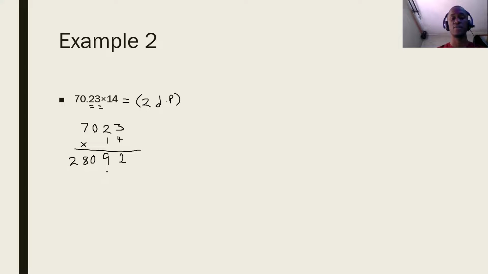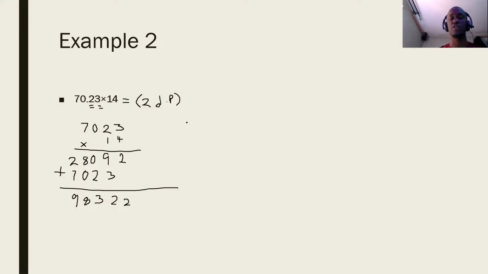1 times 3, the answer is 3. 1 times 2, the answer is 2. 1 times 0, the answer is 0. 1 times 7, the answer is 7. Then after that, we add. So we go on with the addition. 2 plus nothing, the answer is 2. 9 plus 3, the answer is 12. 2 carry 1. 1 plus 2, the answer is 3. 8 plus 0, the answer is 8. And 2 plus 7, the answer is 9.